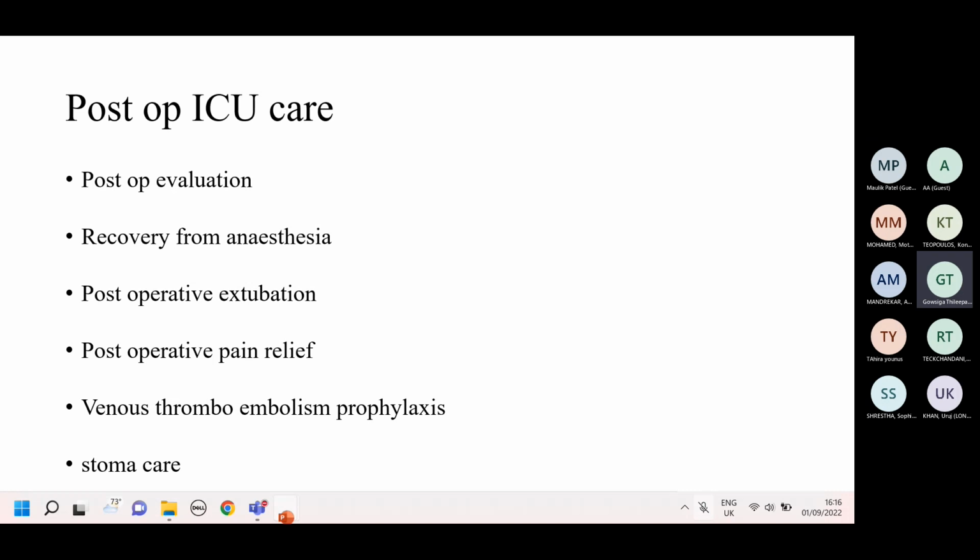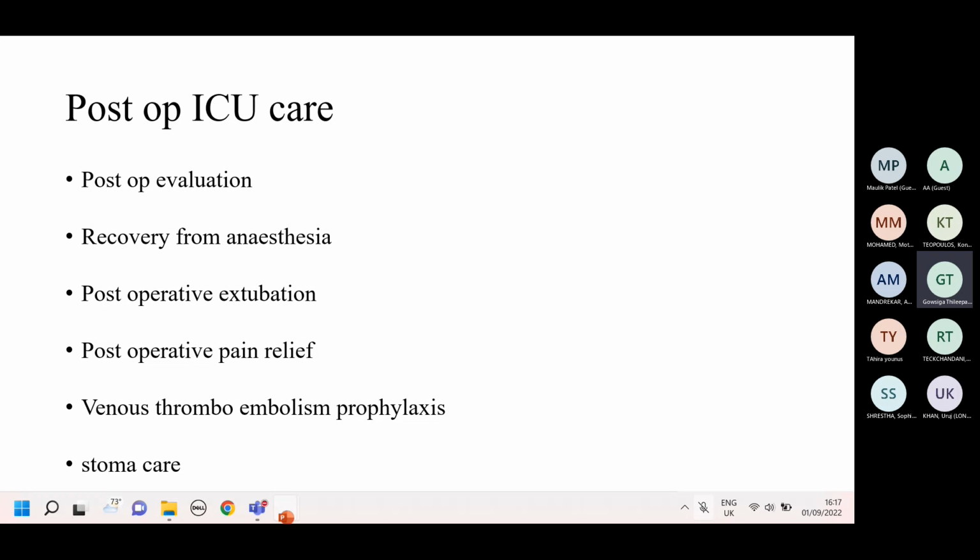When the patient comes to ICU post-operatively, the patient should be evaluated thoroughly with a detailed assessment of medical history, examination, and a detailed assessment of the drugs he is already on, which helps in the management and in a good outcome. Recovery from anesthesia I'll not discuss deeply. I'm going to discuss post-op pain relief and mainly hemorrhagic shock. I'm just going through this quickly.